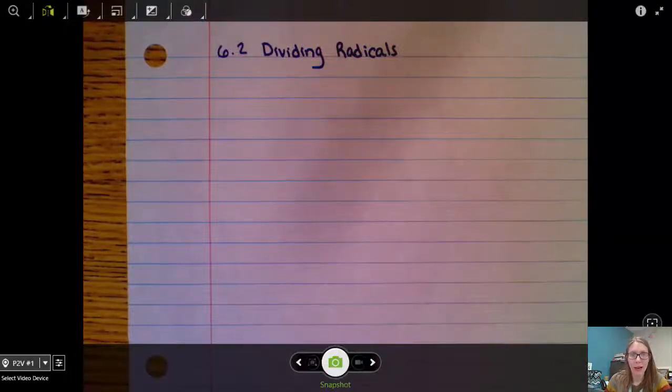Yesterday we looked at how we multiply radicals together, and we talked about how in order to multiply or to divide radicals, we need to have the same index. It needs to be the same root. Today we're going to look at dividing radicals and how we do that.